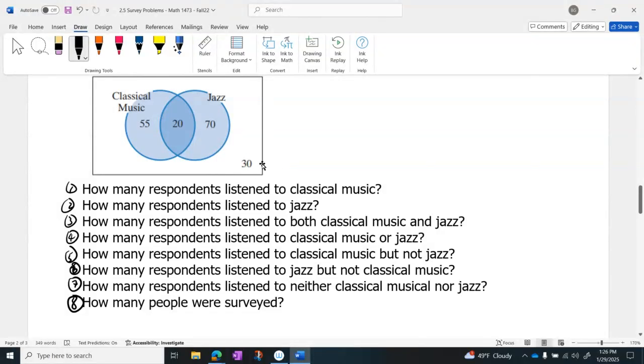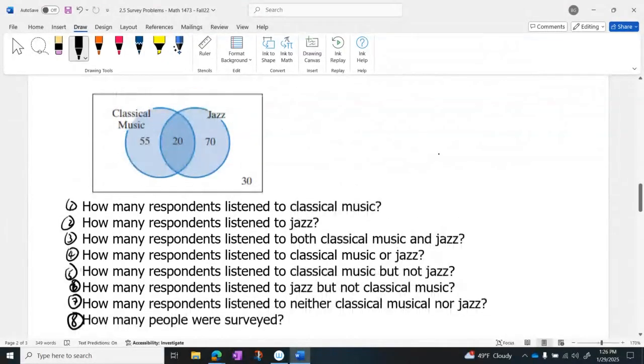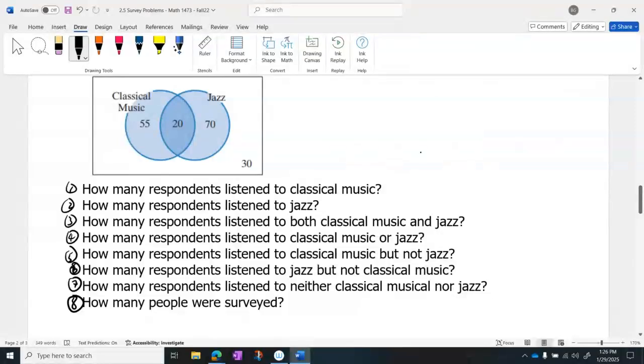Okay, 30 here, as I mentioned earlier, represents the number of respondents who do not listen to either of the music. Well, let's see if you can understand the Venn diagram and answer the question correctly. Number 1, how many respondents listen to classical music?